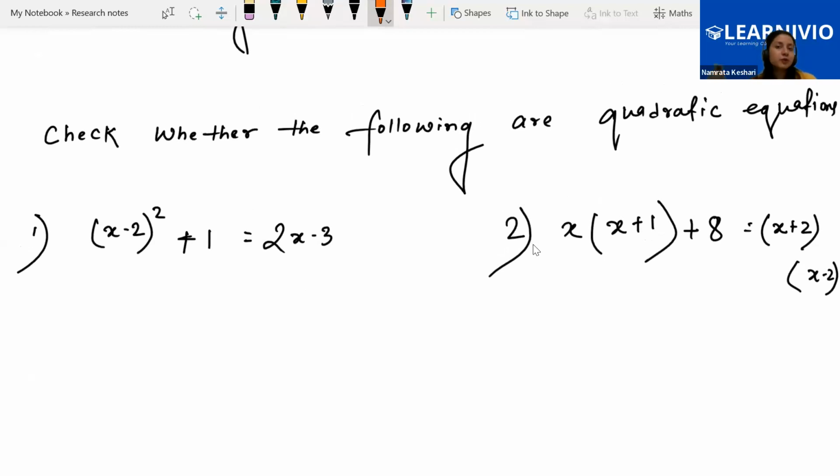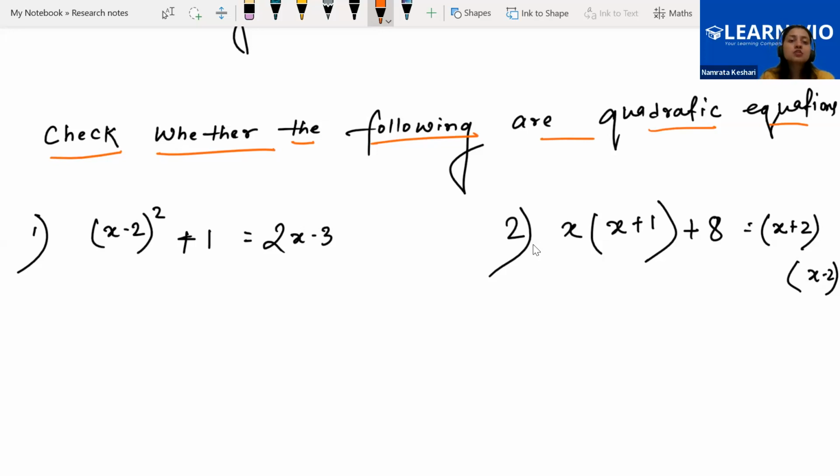Question 4 we will be doing together, and we will see the instruction. Whenever you are going to solve any question in mathematics, Alvina, Abdul, read the instruction carefully. Check whether the following are quadratic equations. That means check whether the given equation is quadratic or not. How will we check? By doing the simplification. Then we will check whether it's a quadratic equation, yes or no.